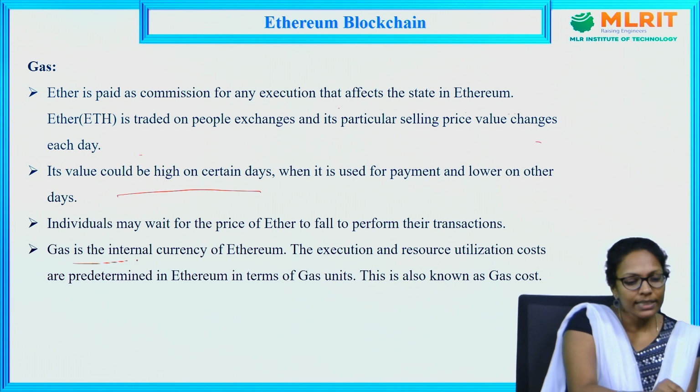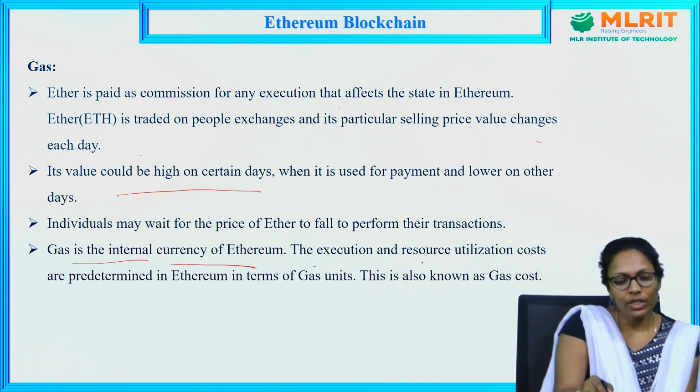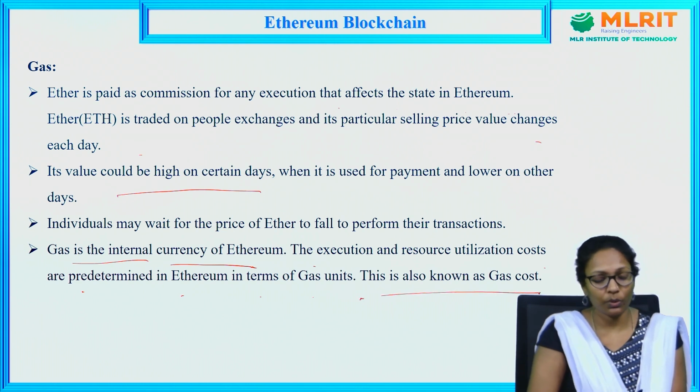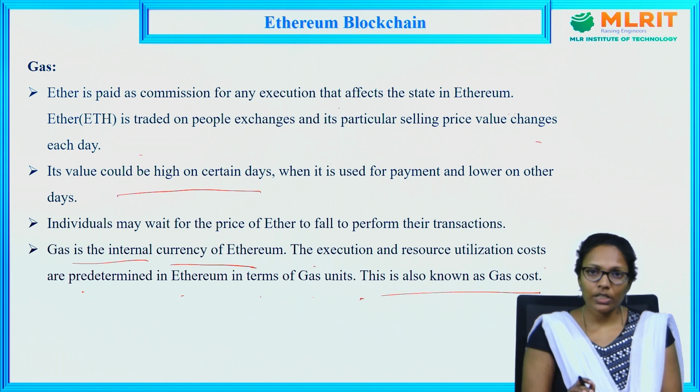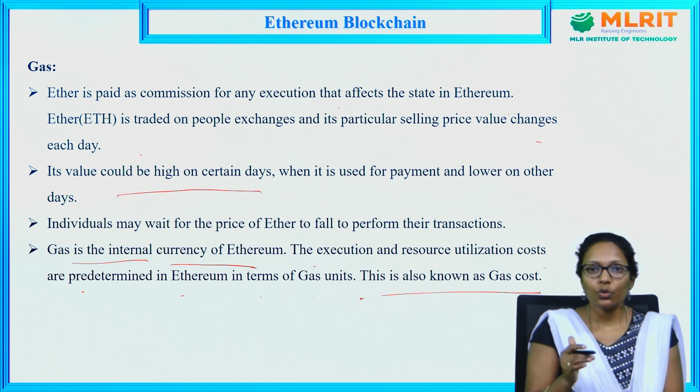So gas is the internal currency of Ethereum. The execution and the resource utilization cost are determined in Ethereum in terms of gas units. This is also known as gas cost. For example, if I want to run or add some transaction, if I want to execute the transaction, I need some amount for that. So that execution cost or the resource utilization cost will be calculated in terms of gas.